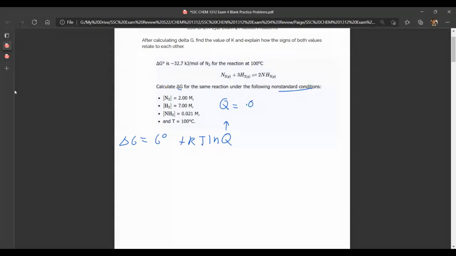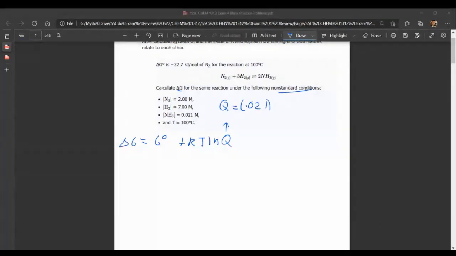So 0.021, because that's our 0.21. And so that's going to be our NH3 concentration, and then that's going to be taken to the power of 2, because don't forget the coefficients, over 2 times 7 to the third power, which is going to be those values respectively. On your exam, be sure you match the correct one, because you don't want to do the math right, but then mix up the wrong concentrations. That's going to be 6.4 times 10 to the power of -7.